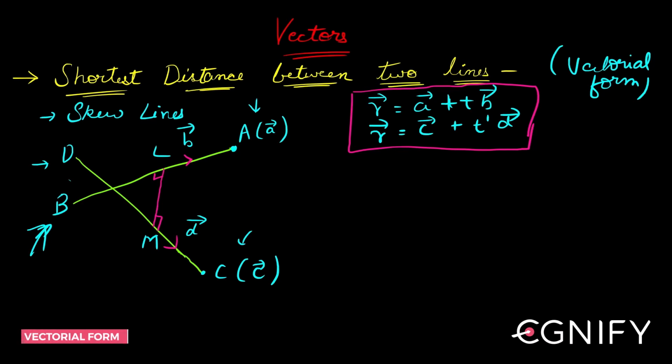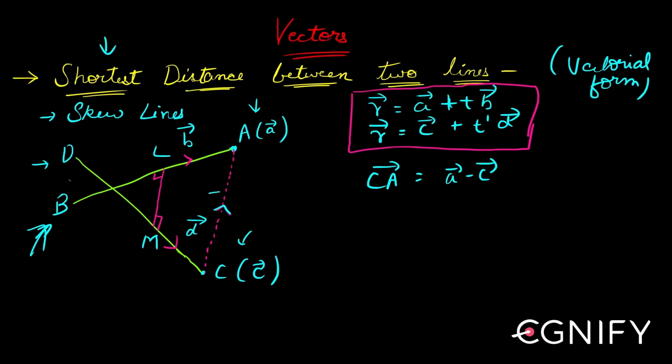As you can see clearly in this diagram, if I join A and C, the vector joining A and C, let me call it CA bar, the one which starts from C and goes to A, I can simply write as a bar minus c bar. This is your vector which goes in this direction. But this might not be the perpendicular distance that I need. I need the shortest distance.